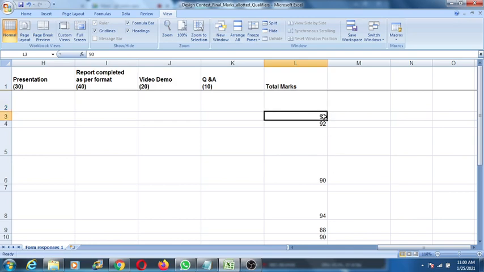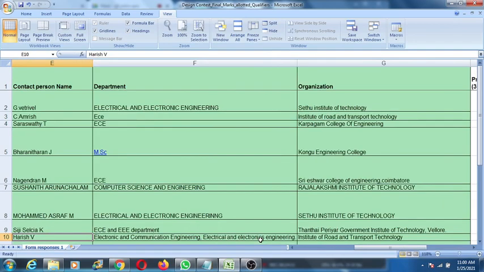Vetrivel, share your presentation. Yes, sir. Sir, I have started my presentation. Sir, I am on. Sir, am I audible, sir? Yes. Yes, sir. Sir, I have shared my presentation, sir.